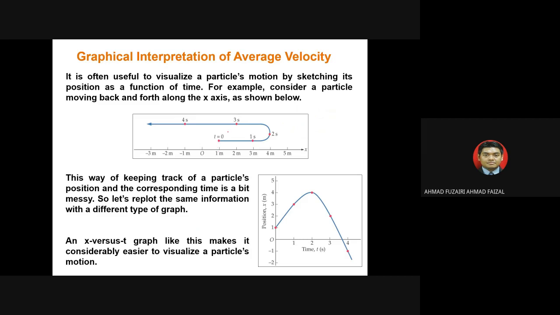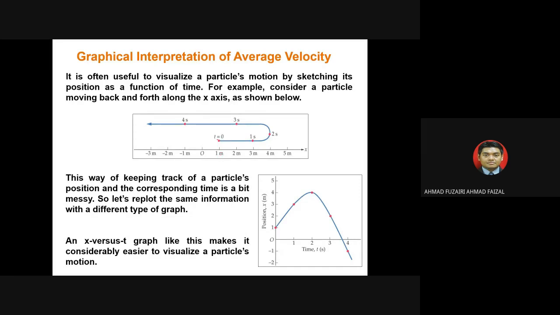Okay, graphical interpretation of average velocities. This one is due to when you are in a certain period of time, from time equals 0 until time equals 4. Look at here, look at the sketching of the position versus time.